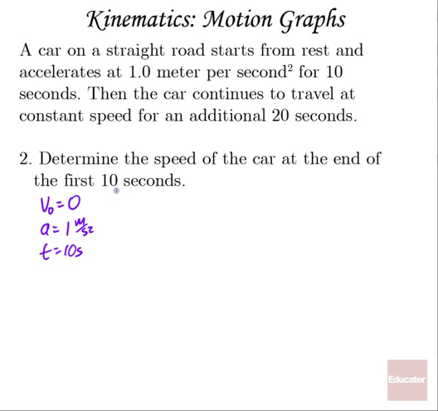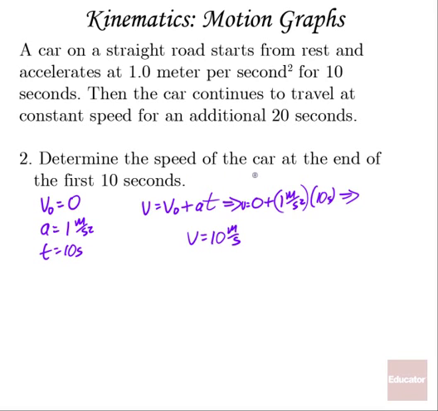So for the first 10 seconds, we want to know the speed at the end of that first 10 seconds. Well, final velocity equals initial velocity plus acceleration times time. That's going to be 0 plus our acceleration, 1 meter per second squared, times our time, 10 seconds, which implies that our velocity is 1 meter per second squared times 10 seconds, just going to be 10 meters per second. So the speed of the car at the end of the first 10 seconds, 10 meters per second.